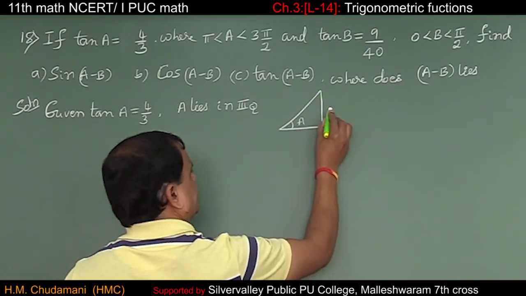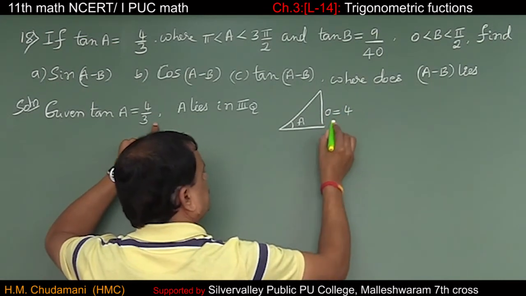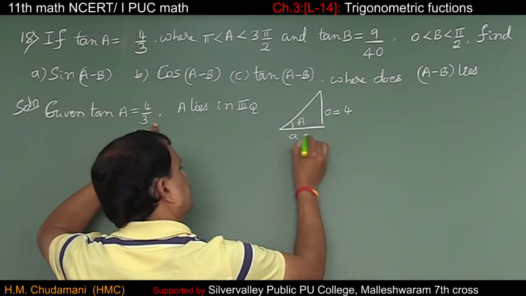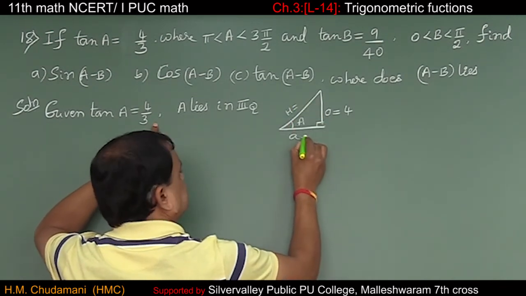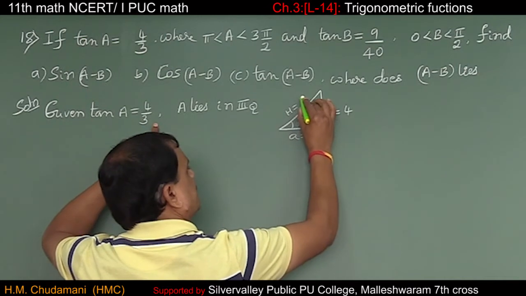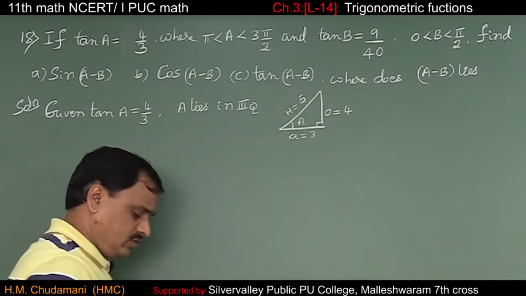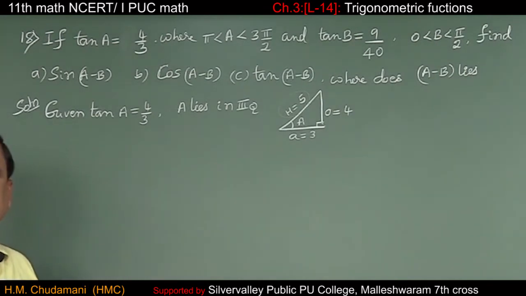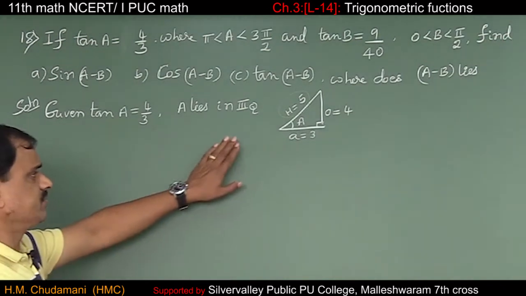So this is the angle A. The side opposite to angle A is the opposite side, 4. Opposite to the 90 degree angle is the hypotenuse. The adjacent side is 3, so the hypotenuse should be 5. 3, 4 and 5 are the Pythagorean triplets.